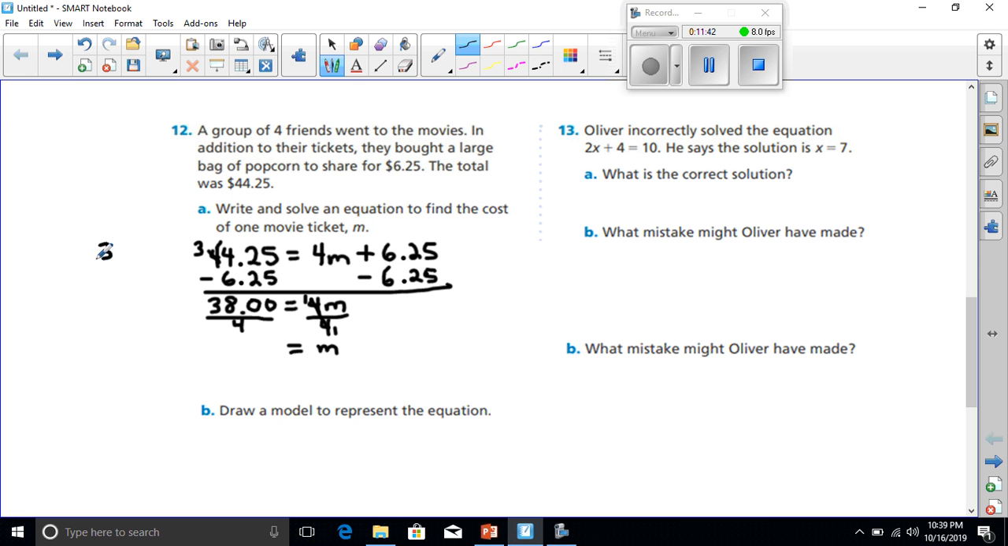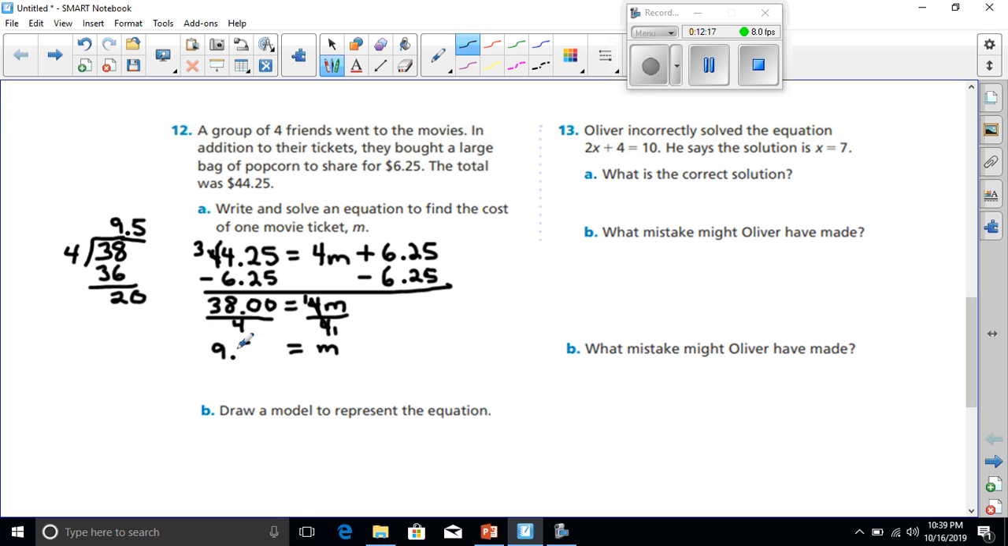Well, let's see, 38 divided by 4. I know that 4 goes into 38 9 times, because 9 times 4 is 36. That gives me 2 left over. I can always rely on my decimal point to help me take care of the rest of it by putting a 0 here after the 2. And now 4 goes into 20 5 times. So that means m has to equal 9.5.